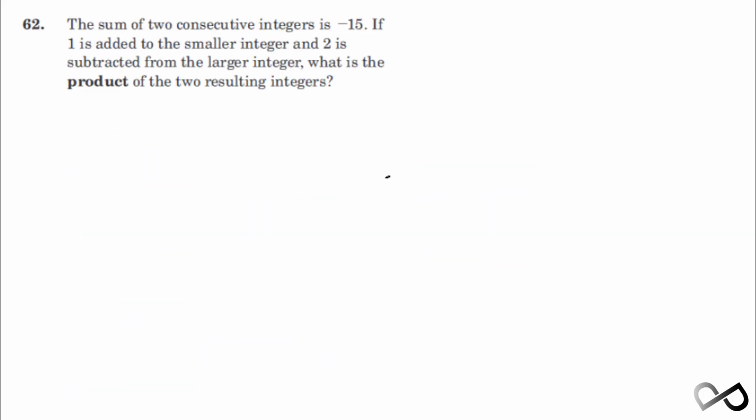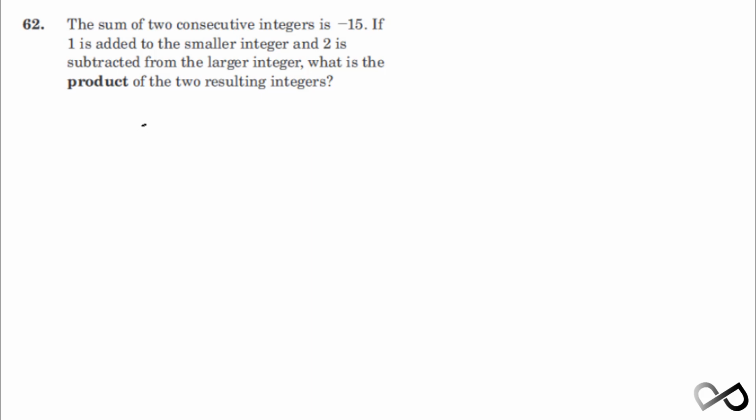Number 62 says the sum of 2 consecutive integers is negative 15. If 1 is added to the smaller integer and 2 is subtracted from the larger integer, what is the product of the 2 resulting integers? So consecutive integers, first you have to know what that is. And those are just 2 numbers that are next to each other, like 1 and 2, and 99 and 100.